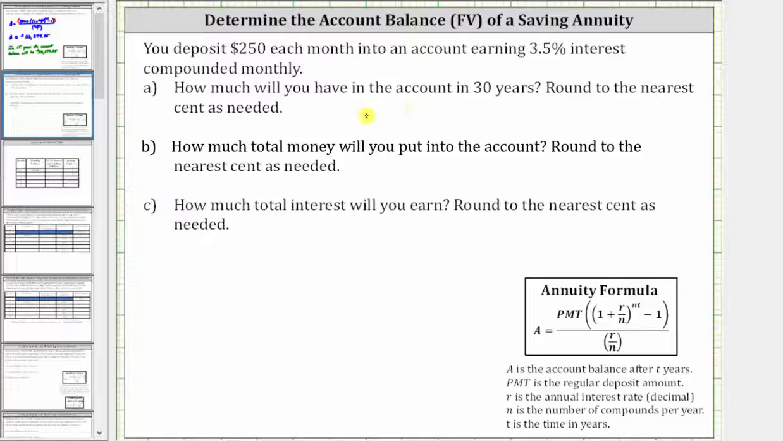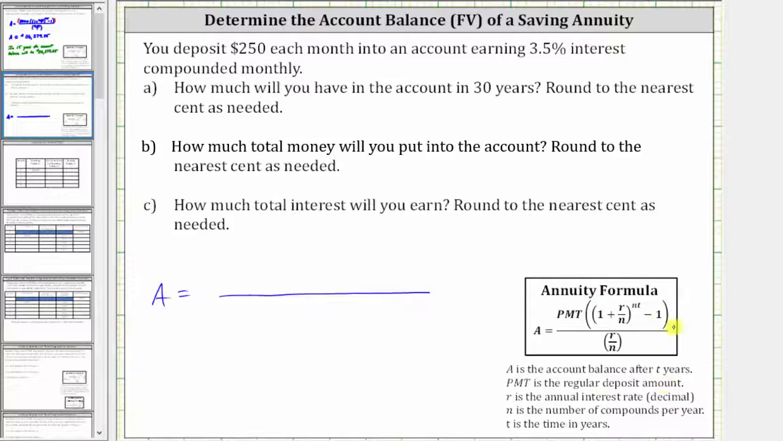To answer this question, we will use the annuity formula shown below, where A is the account balance after T years, PMT is the regular deposit amount, R is the annual interest rate as a decimal, N is the number of compounds per year, and T is the time in years. Because we're looking for the account balance in 30 years, we are trying to determine A, where A, the account balance after 30 years, is equal to this quotient where we have PMT in the numerator.